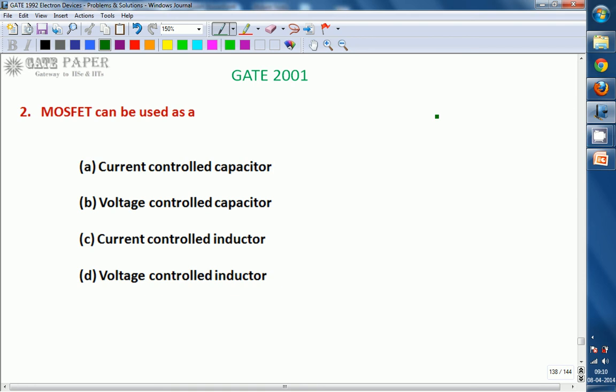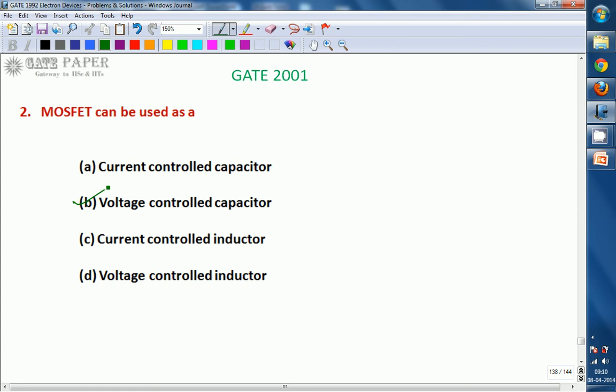We are discussing the GATE 2001 ECE paper, and this question is related to electronic devices. MOSFET, metal oxide semiconductor field effect transistor. MOSFET can be used as: A, current controlled capacitor; B, voltage controlled capacitor; C, current controlled inductor; D, voltage controlled inductor. So the right option for this one is B.